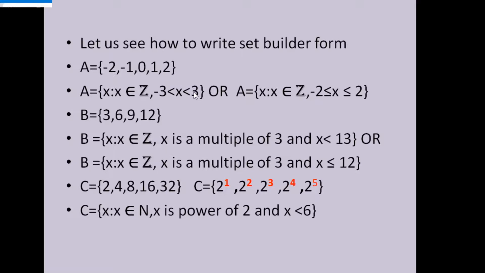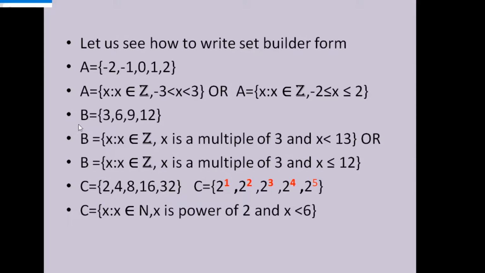So the elements which we are seeing in the set A are between -3 and +3. Or otherwise we can use the less than or equal to inequality and write like this: -2 less than or equal to x less than or equal to 2. Anyway, both the forms are correct.